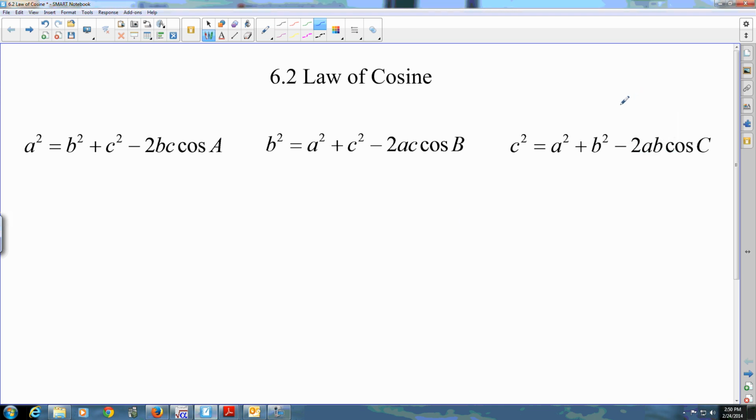Hello everyone. So this is looking at 6.2, law of cosine. There are three basic formulas for law of cosine that you're going to be asked to memorize. And there's actually just one that you really need to pay attention to, and you can get all three of them.